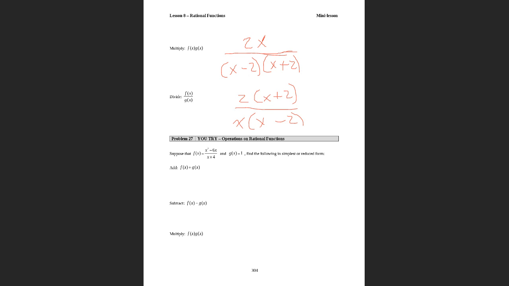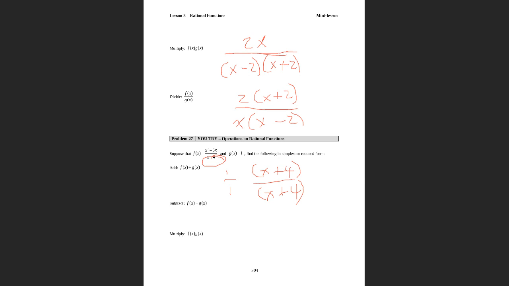And then here you are adding 1 plus that. So here, because it's 1, you still have to make sure that you get the LCD. So 1 over 1, you could change that by multiplying x plus 4, x plus 4. Okay? So 1 becomes x plus 4 over x plus 4. So now you've got the same denominator, so you add them. All right?